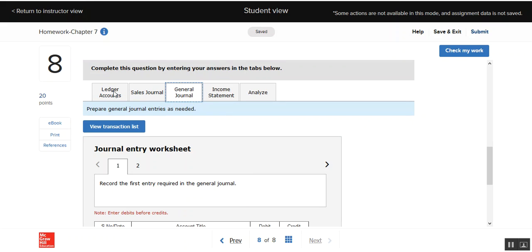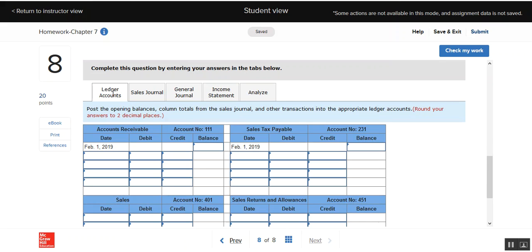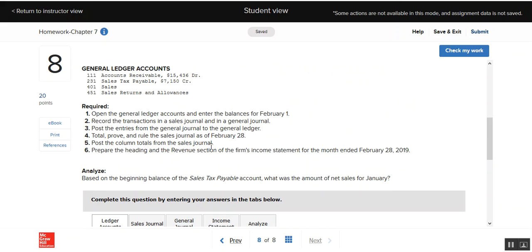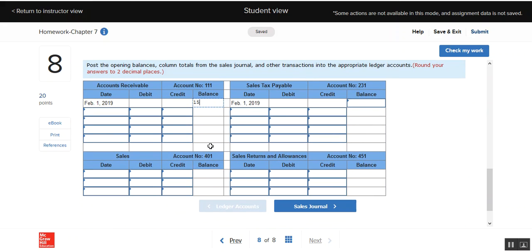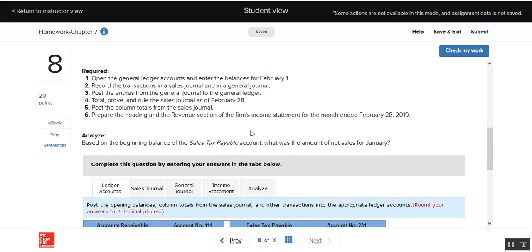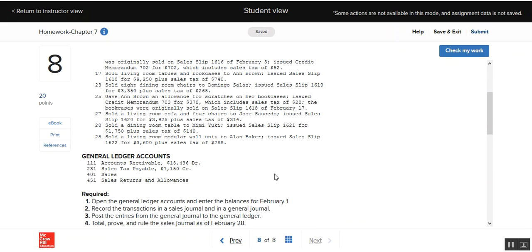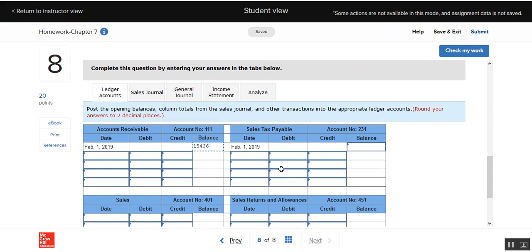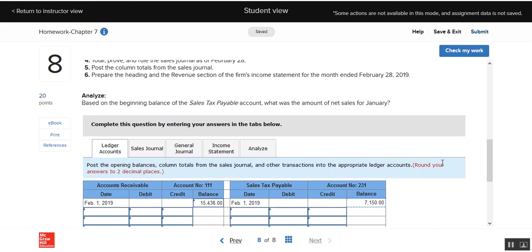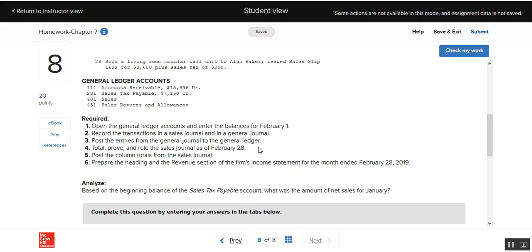I'm in the wrong tab. Let me go back over here to the ledger. All right, so accounts receivable, the balance was 15,436. And sales tax payable 7,150. And that's the only 2 that say they have balances. The other 2 don't give us an amount. So that's requirement 1. Then it says record the transactions in a sales journal and in a general journal.